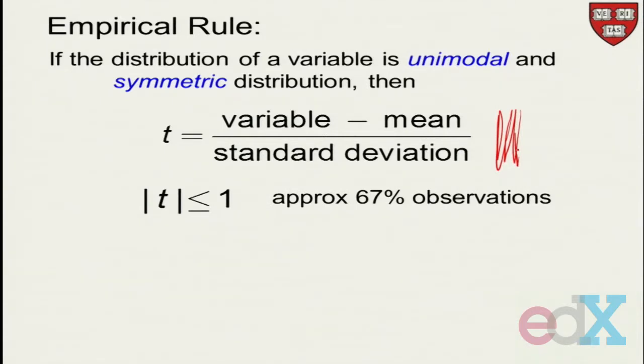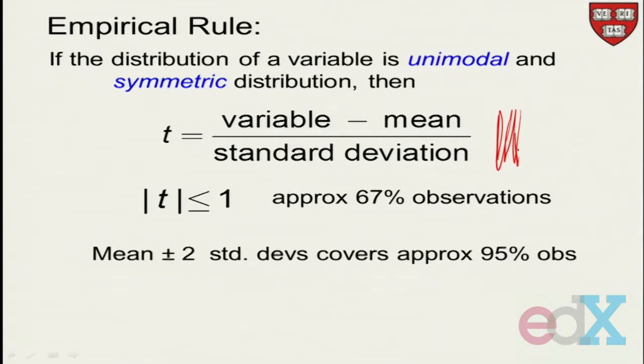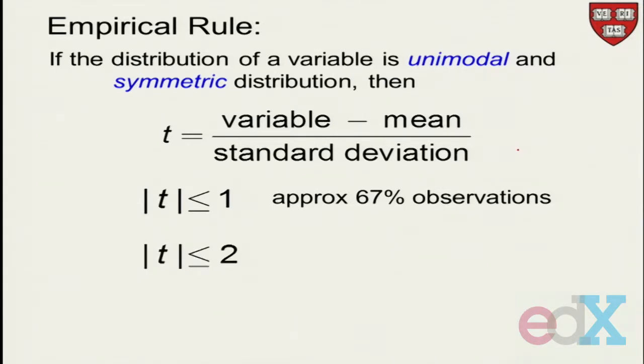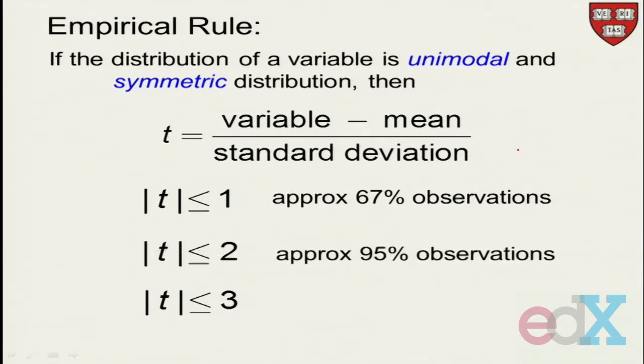So this is maybe a simpler way to remember this, that mean plus or minus 2 standard deviations now becomes just |t| less than or equal to 2, and mean plus or minus 3 standard deviations becomes |t| less than or equal to 3. So this is an alternative way of stating the empirical rule. Okay, just compare it to t and what are the values that t takes. So |t| has to be less than or equal to 1, 2, or 3.